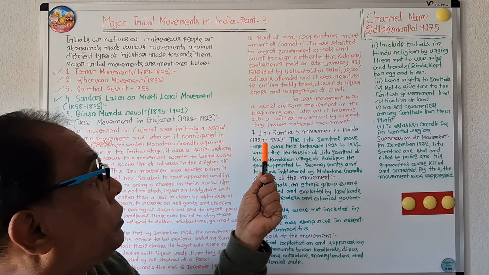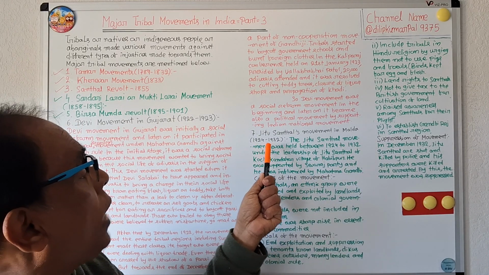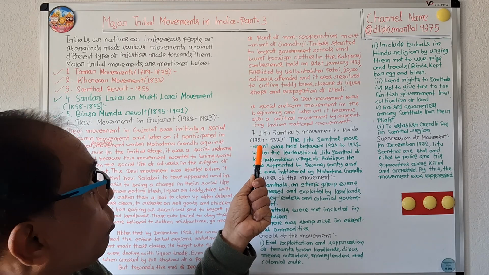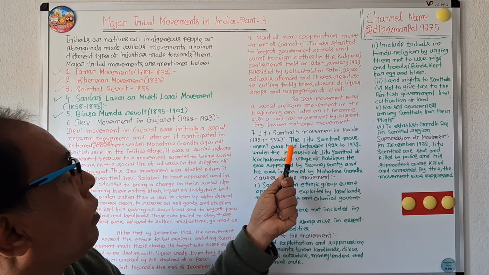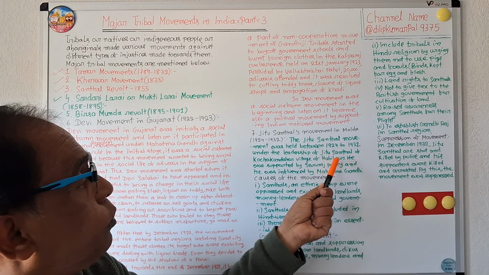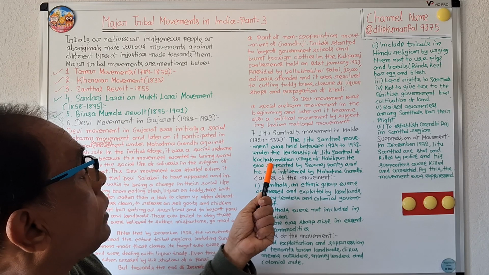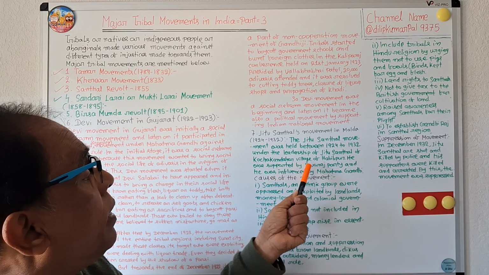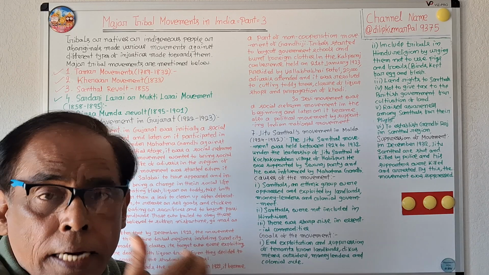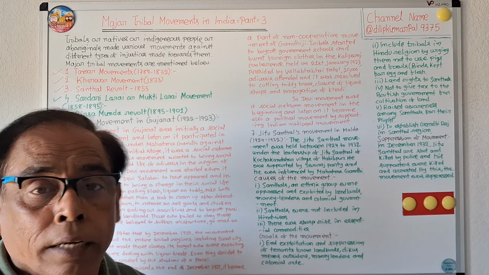Now we'll discuss Jitu Santhal's movement in Malda, 1924 to 1932. The Jitu Santhal movement was held between 1924 to 1932 under the leadership of Jitu Santhal of Kocha Kandahar village of Habibpur. Jitu Santhal movement was another movement which was held in Malda.